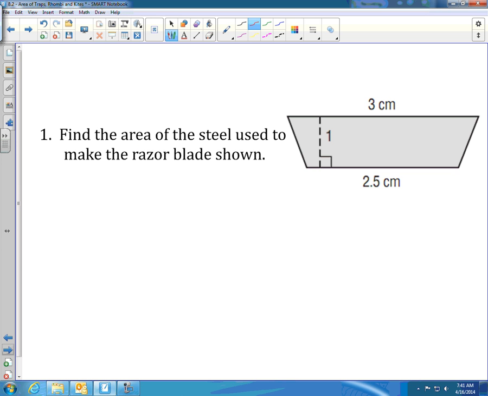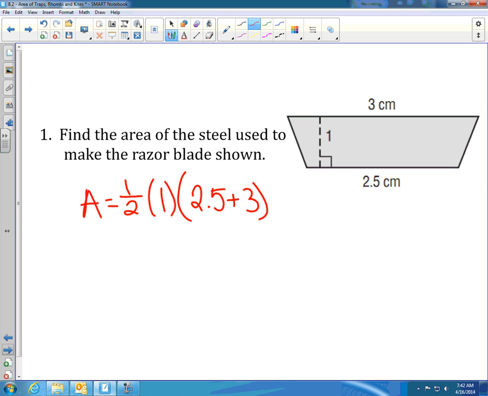So let's go ahead and start with a basic one. Find the area of the steel used to make the razor blade shown. So razor blades, for X-Acto knives or box cutters, are going to all be in this trapezoid form. So let's go with 1/2 times our height, which is 1, times the sum of our bases, 2.5 plus 3.